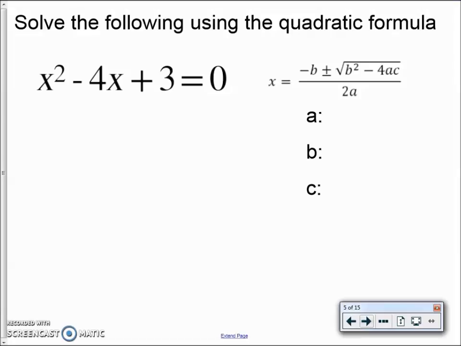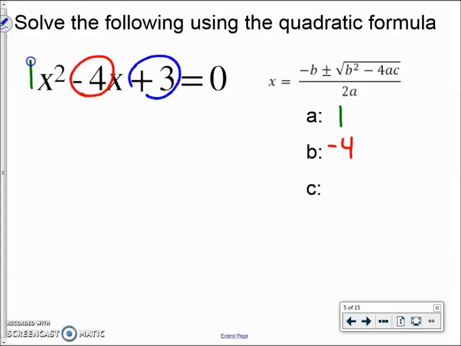So let's identify our a value. Our a value here we see is the leading coefficient of 1. Our b value is -4. And our c value is 3. So what we're first going to evaluate, when we solve this, is b squared minus 4ac. This is known as our discriminant.